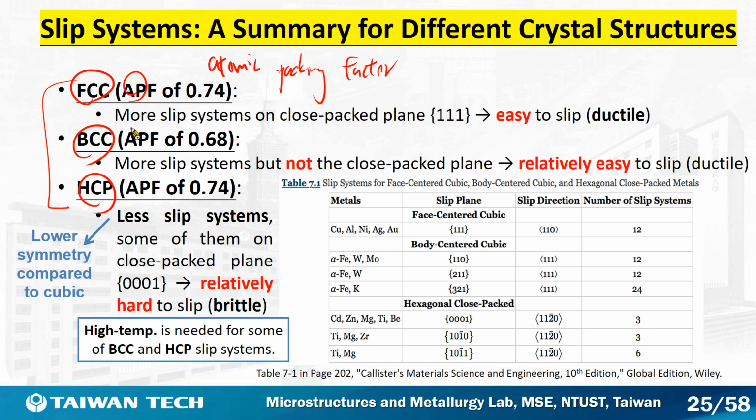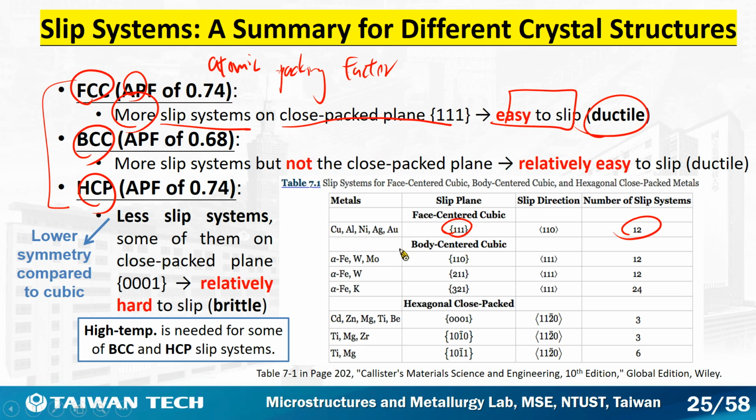And FCC has more slip systems on close-packed planes. So actually, as you can see here, all of the slip systems belong to the close-packed plane {111}. So it will be easy to slip, right? Because there are more and effective slip systems. So the material is ductile. You can see here, we have very common FCC metals: copper, aluminum, nickel, silver, and gold.